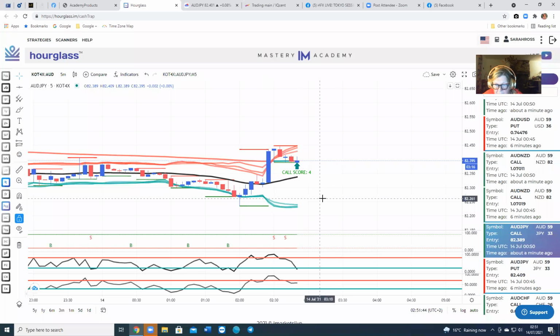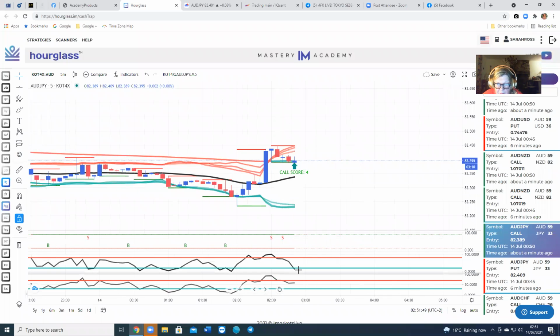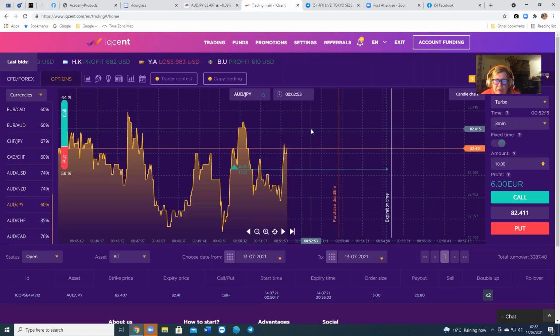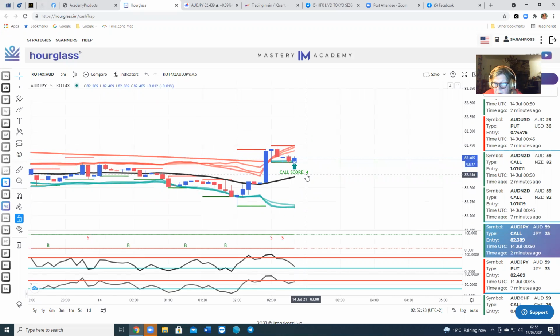Hourglass still pointing down. $389. Oh, I did get a bad entry, didn't I? Still pointing down on there. It's moving up, 396. And the upper level's 435. 403. 410 on the broker. 409 is catching up.